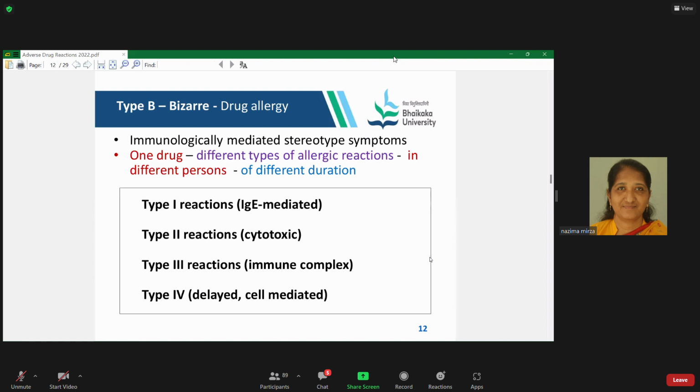So one drug is capable of producing different types of allergic reactions in different persons and of different duration. Right? It may be IgE mediated, it may be cytotoxic, it may be immune complex mediated, and it may be a delayed one, cell mediated. But these are bizarre immunologically mediated stereotype symptoms. We are not going into detail today.